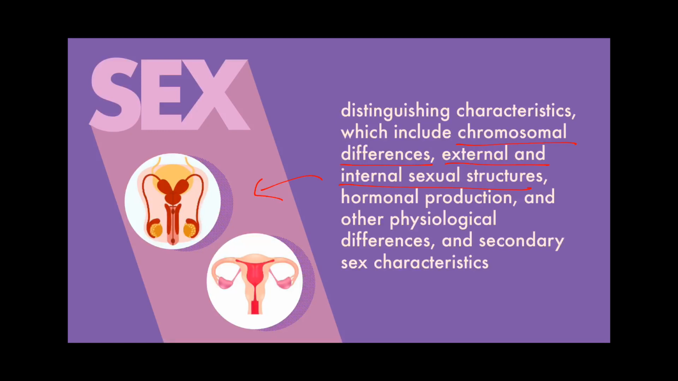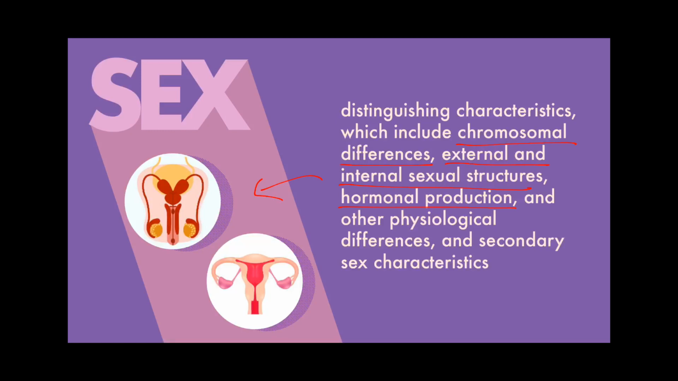Another defining characteristic that makes up sex is hormonal production. Usually we attribute higher testosterone levels to males, and higher estrogen levels to females. Progesterone is high during pregnancy. So estrogen is the hormone of woman, and progesterone is the hormone of mother.